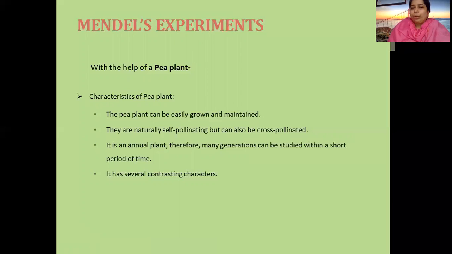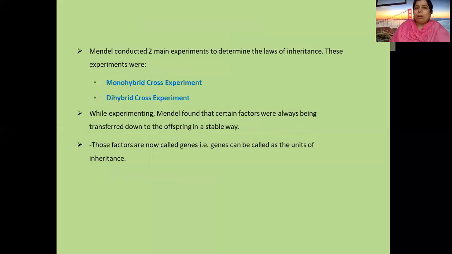And the most important reason was that in the pea plant itself, there were many contrasting characteristics. He found one pea plant to be tall, one pea plant to be short, one to be green, one to be yellow, and so forth. Now, what experiments did Mendel do? Mendel experimented because he wanted to prove that genes are responsible for characteristics passing from one generation to the other. So he proved that there is some factor which is getting inherited, right?